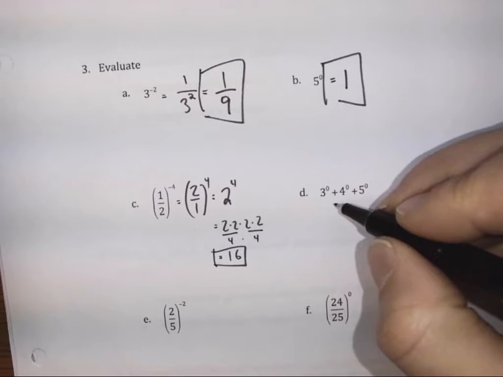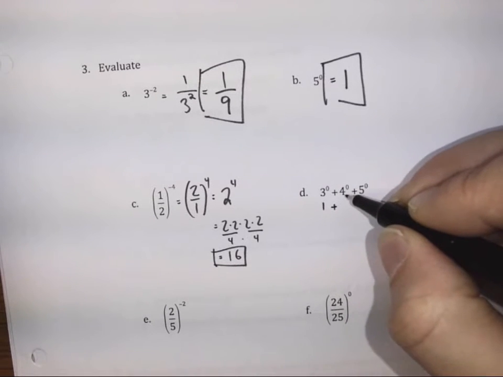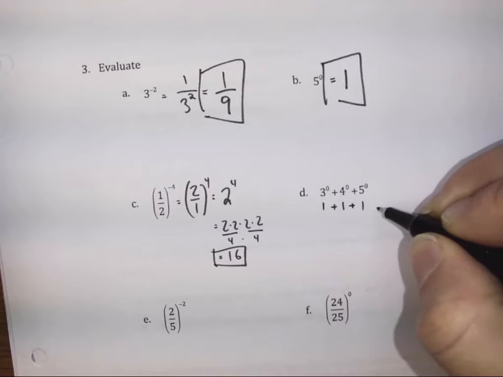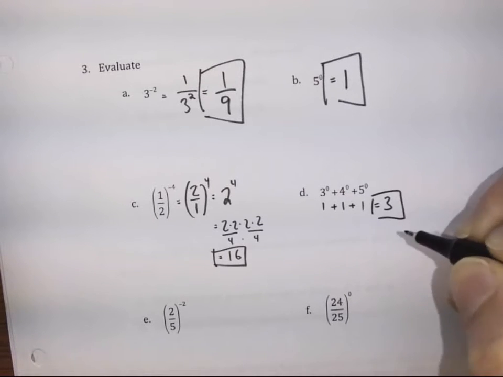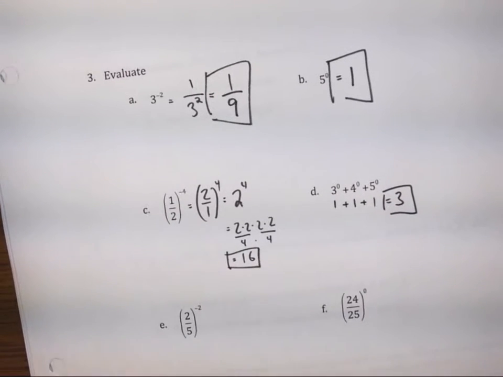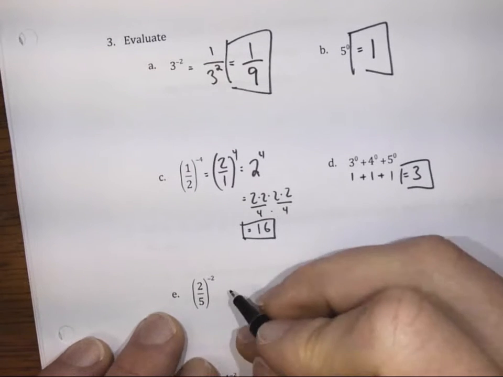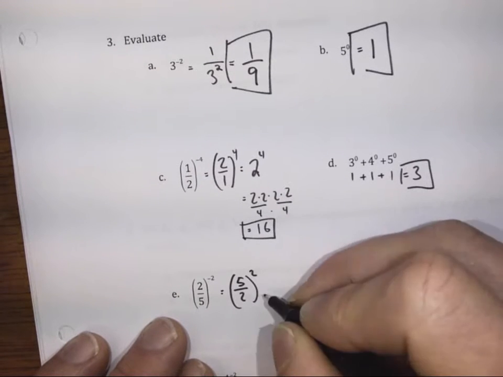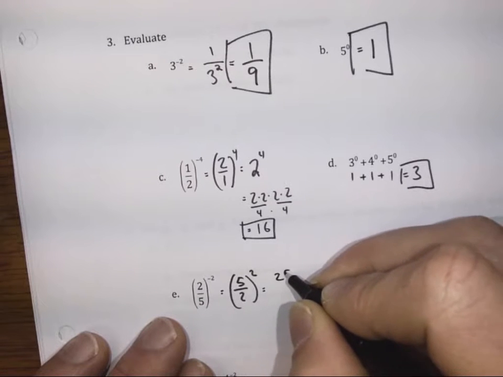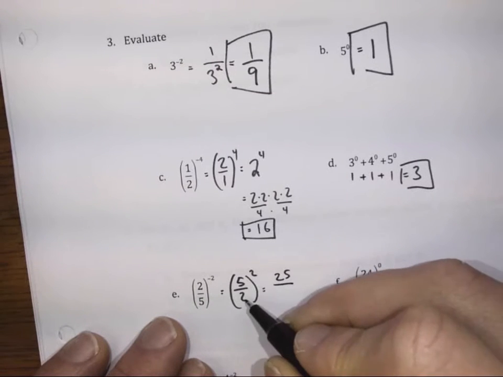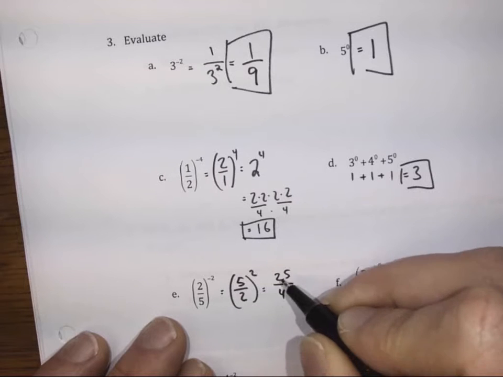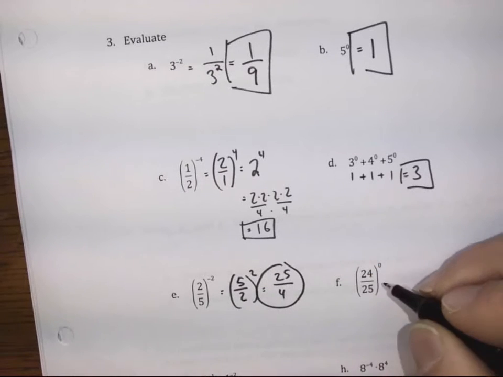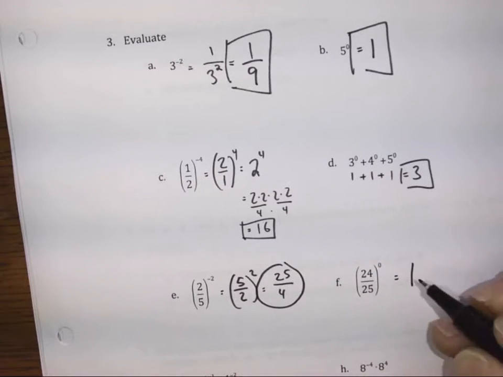Next, 3 to the power of 0 is 1, and 4 to the power of 0 is 1, 5 to the power of 0 is 1. So together, these give us the value 3. Similar to this step, I'm going to say, okay, that's 5/2 raised to the power of 2. So that gives me 25 when I square them over 4. This is the final answer. Anything raised to the power of 0 is just 1.